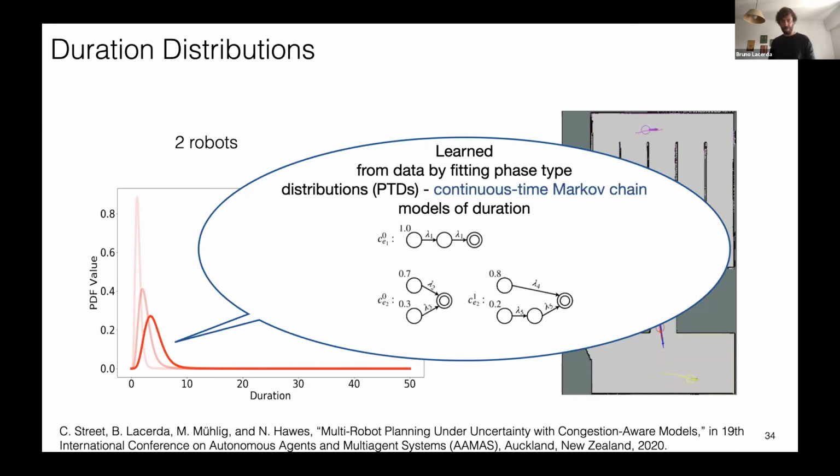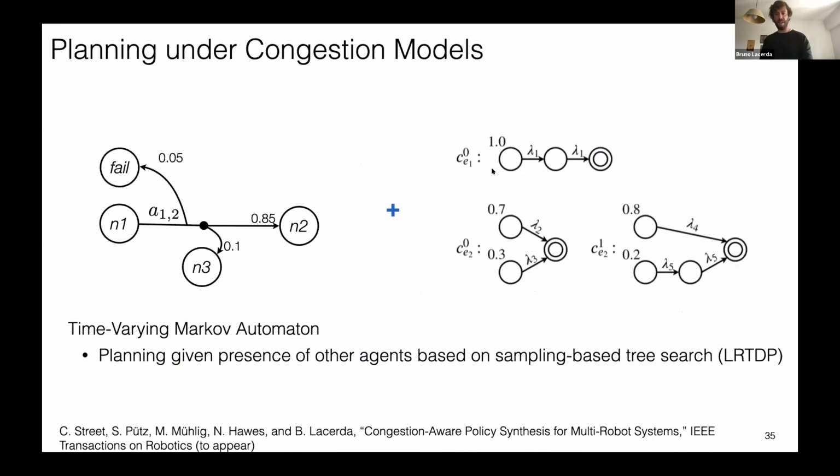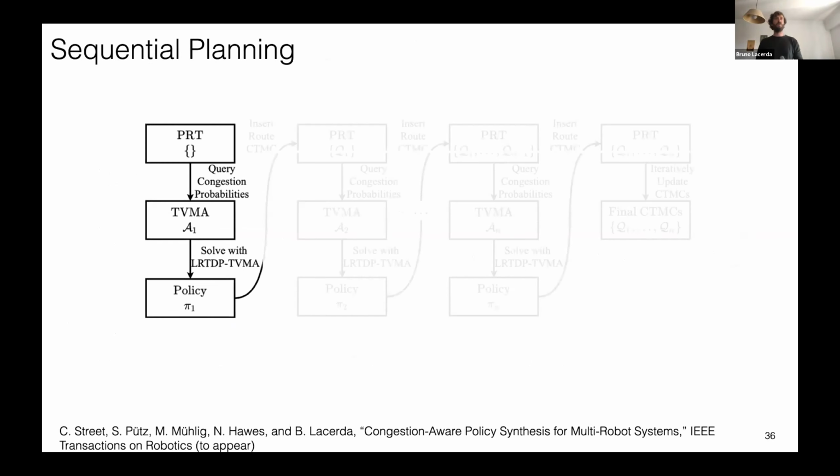And we exploited that. We took the single agent model, we took the distributions of action duration given the number of robots in a given edge, and we created a big model from a single robot perspective that is this time-varying Markov automaton. This abstracts away the presence of other robots into different congestion probabilities in different edges, and we can solve this problem by using sampling-based tree search.